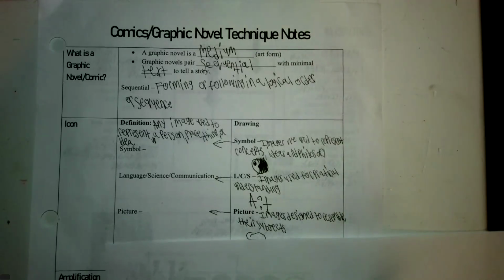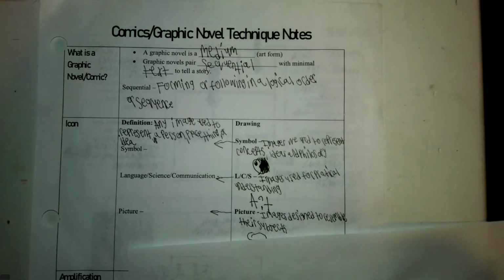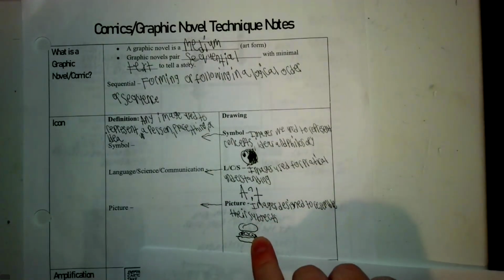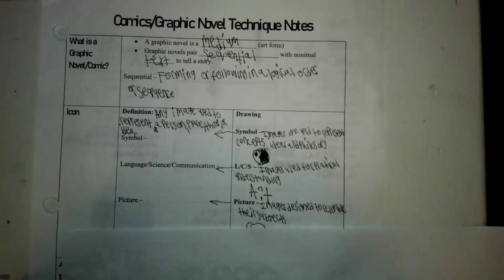Pictures should be obvious. They are images designed to resemble their subject, such as a burger representing food. So it represents its subject.